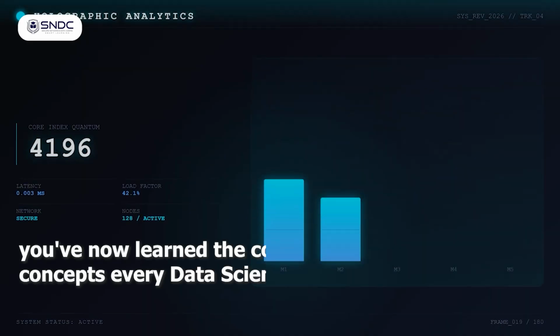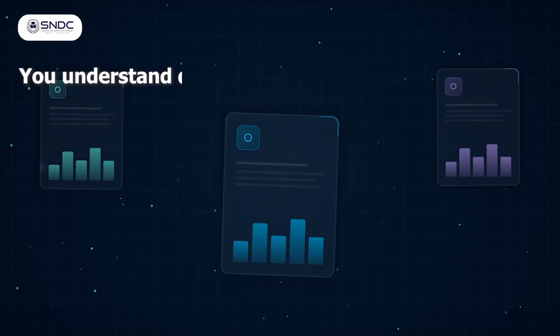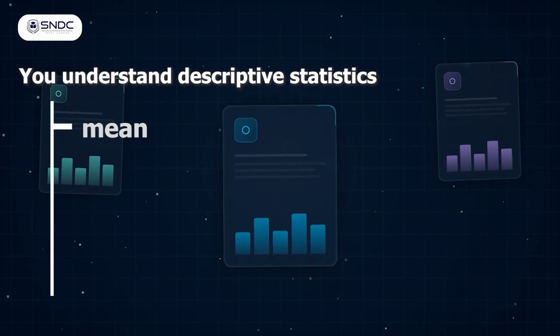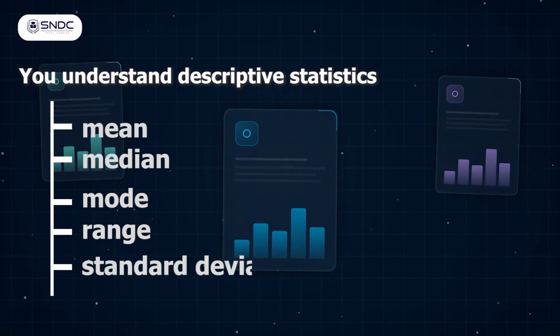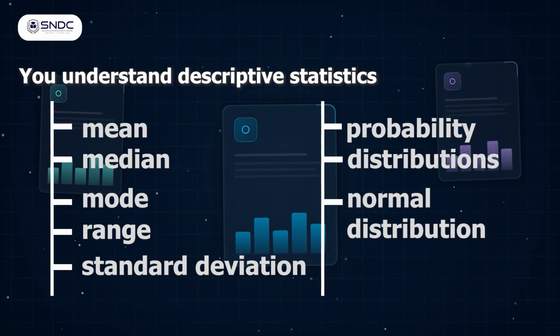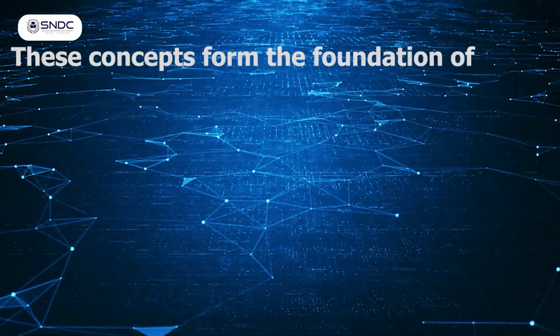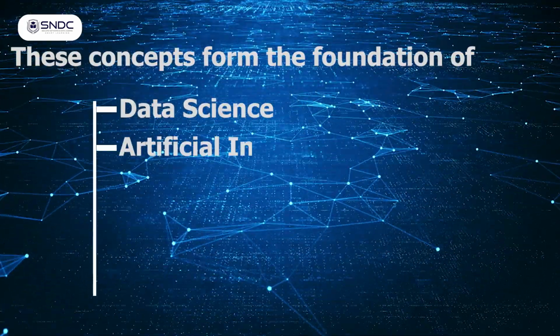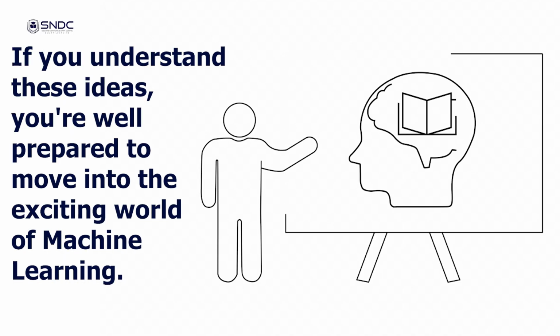Congratulations! You've now learned the core statistical concepts every data scientist should know. You understand descriptive statistics, mean, median, mode, range, standard deviation, probability, distributions, normal distribution, and hypothesis testing. These concepts form the foundation of data science, artificial intelligence, machine learning, and business analytics. If you understand these ideas, you're well prepared to move into the exciting world of machine learning.